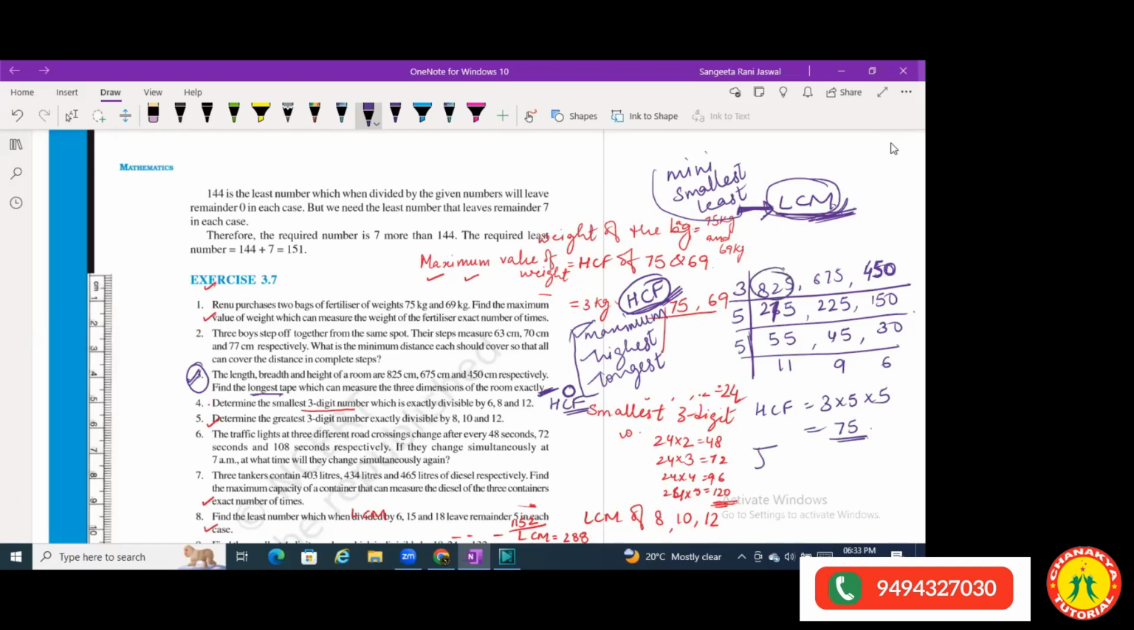If we divide individually these numbers with 75, whatever number I divide, I will get remainder 0. You can divide and check. Whatever you divide it with, you will get remainder 0, because the highest common factor is 75. So these numbers are exactly divisible by this, which leaves no remainder. That means it is exactly measuring the dimensions, right?